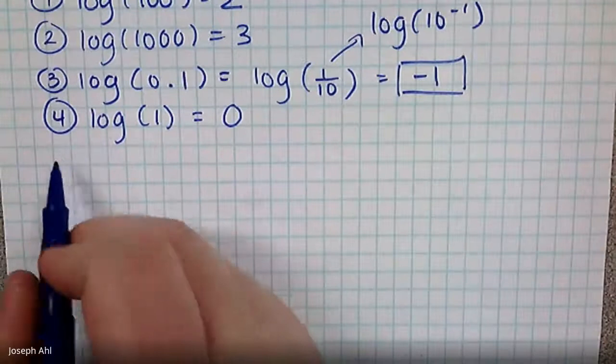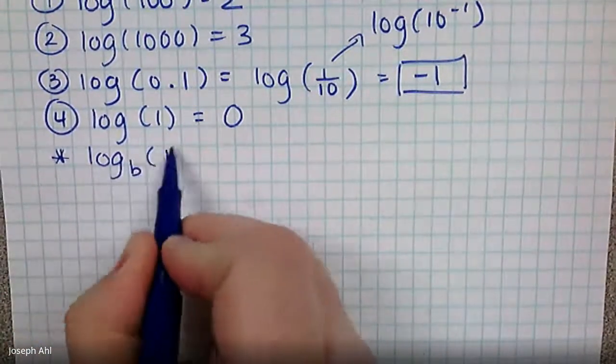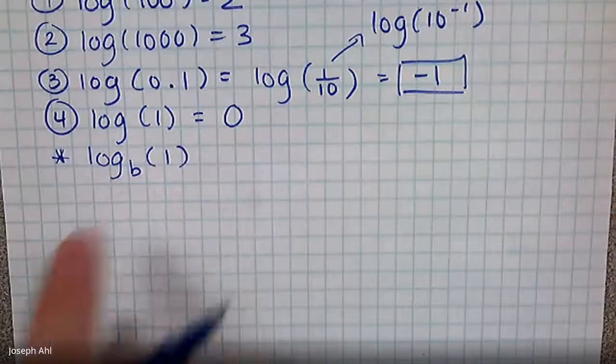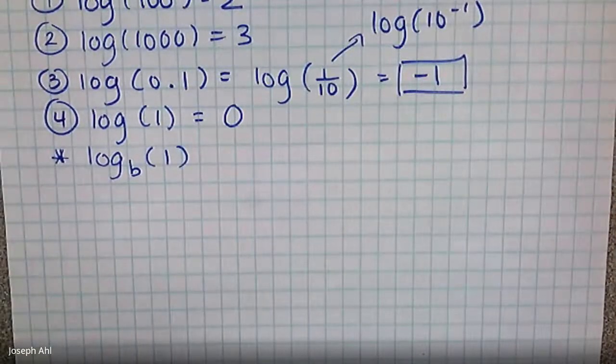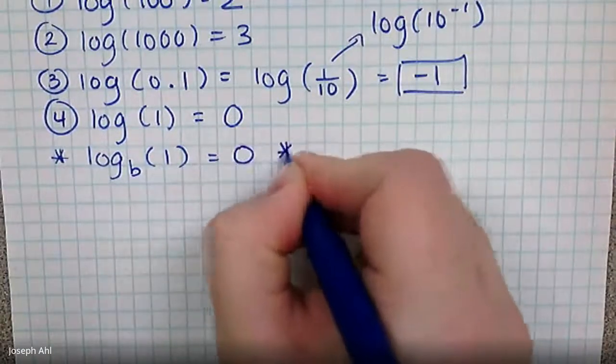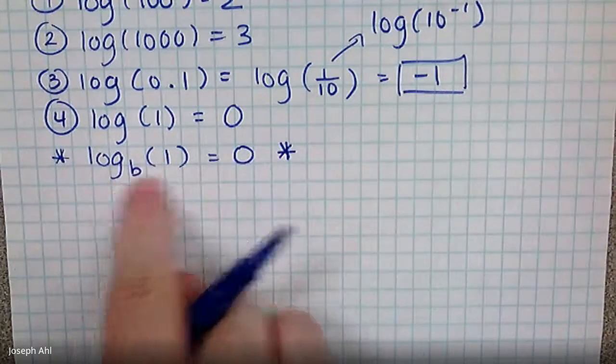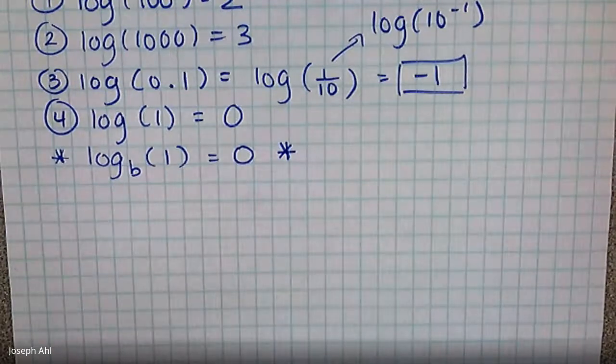And that brings up a good point here in general. If you have log base b of 1, it doesn't matter what the base is. It could be base 10, could be base a billion. It really doesn't matter. Log base anything of 1 is 0 in general, because if you have that base b to the 0 power, no matter what the base is, anything to the 0 power is in fact 1.